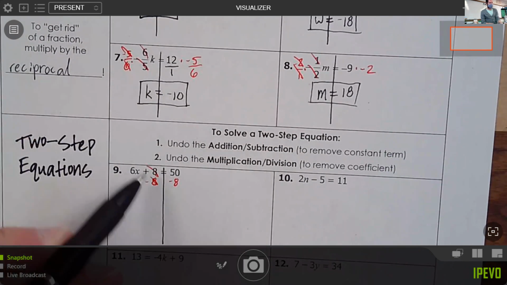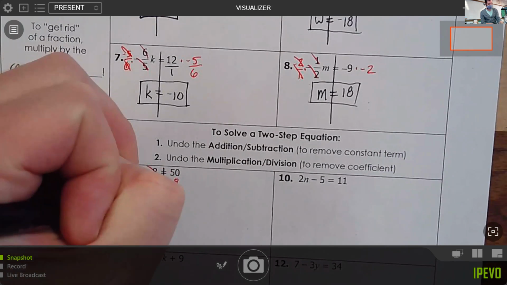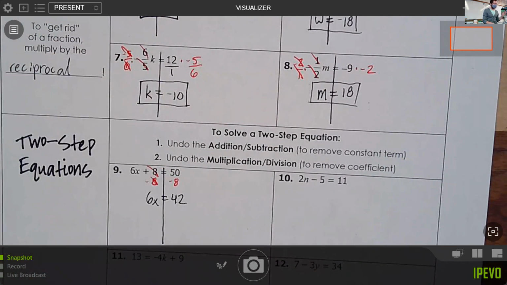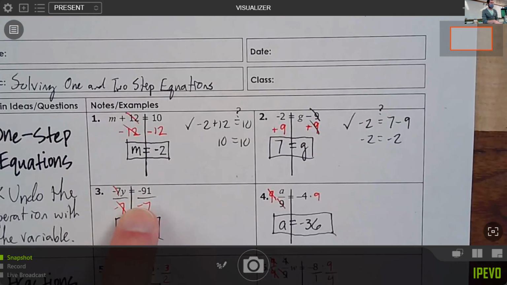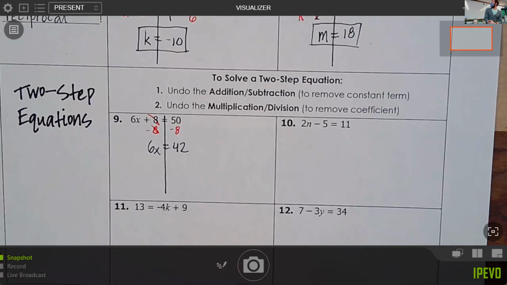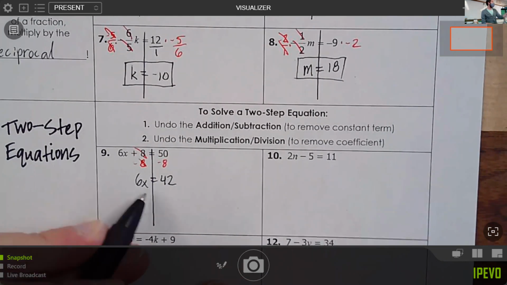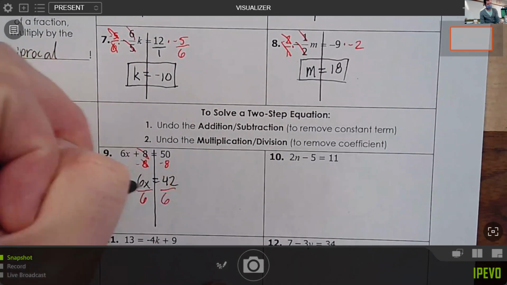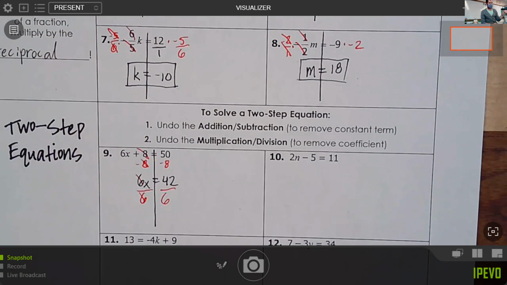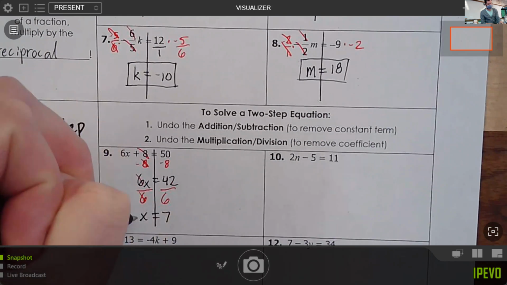So the 8's cancel out here, and we have 6x on the left. So we bring down the 6x. 50 minus 8 is 42. So now we have a one-step equation that looks a lot like number 3 did back up here. 6 is multiplying by the variable, so we have to undo the multiplication by dividing both sides by that number, divide by 6. On the left-hand side, our 6's cancel out. And 42 divided by 6 means that x is equal to 7.